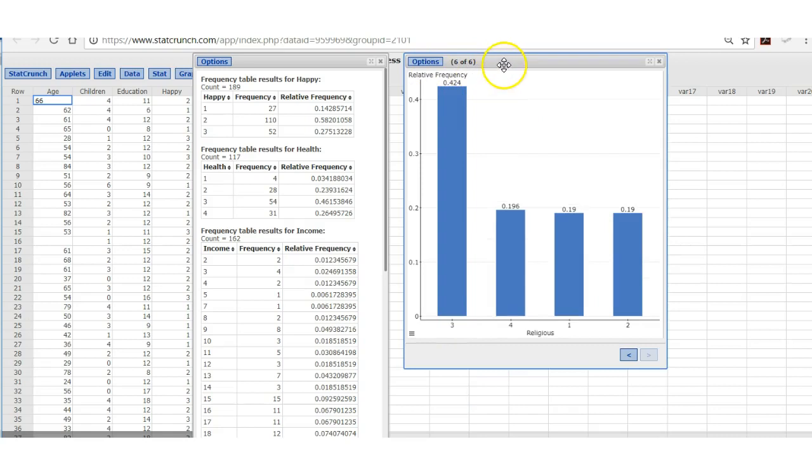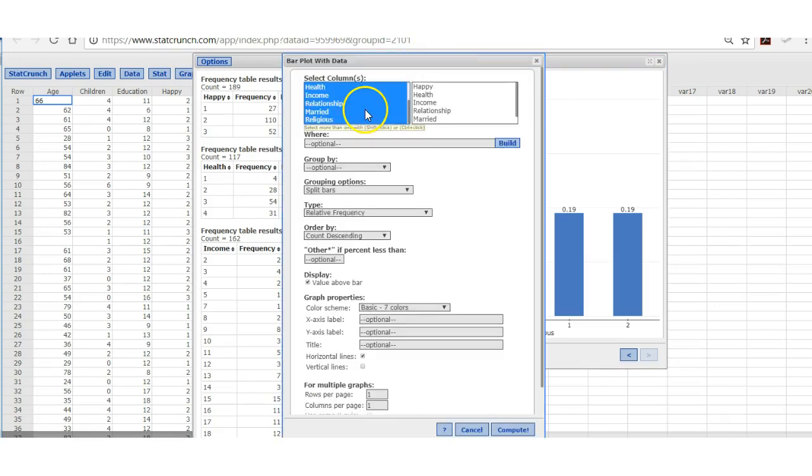Another thing that we can do with categorical variables is that sometimes we have 2 categorical variables and we want to look at the relationship between them, or we want to take some data and split it up by 2 categorical variables at the same time. So let's do a side-by-side bar plot for 2 of these categorical variables. So the 2 variables I'm going to pick to look at are married and happy.